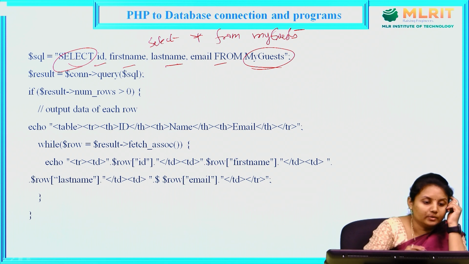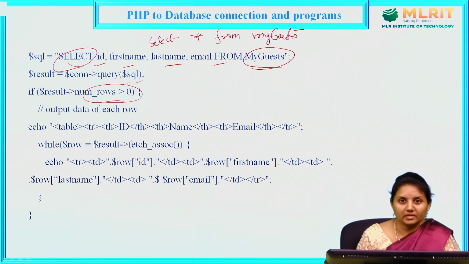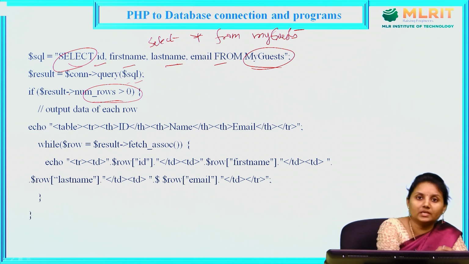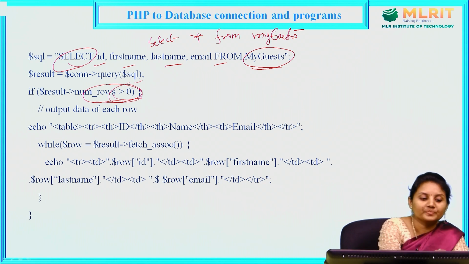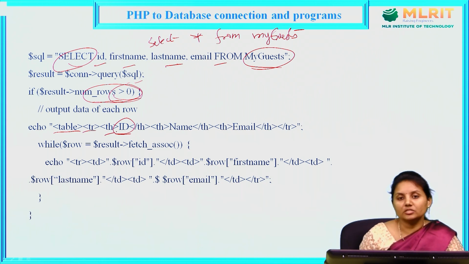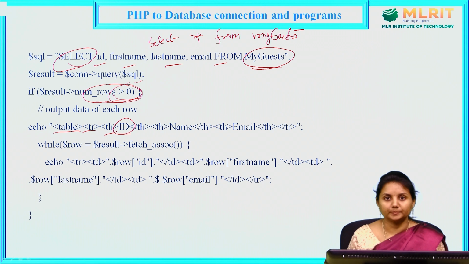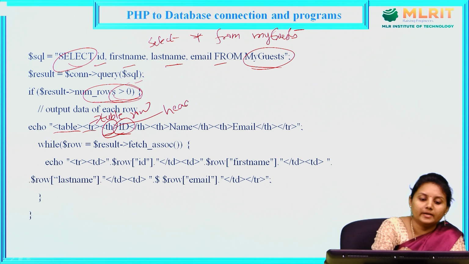So, here you have given a query and the result number of rows is greater than 0. If there are no rows, then what can you print? You can't print anything. So, there should be at least one row inserted. For that reason, you are checking whether the number of rows are there or not. So, if it is greater than 0, then you are printing this table ID, and we are using here TR and TH because I want the output in tabular format. That's the reason we are using an HTML table tag with TR. TR is a table row and TH is a table heading.